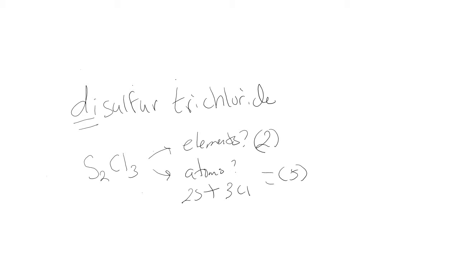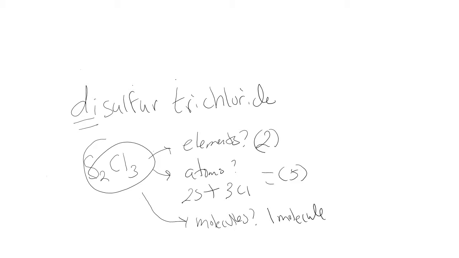And the other question is, how many molecules are there? The number of molecules is just how many of these substances we have. So this is all one large substance, and we have 1 molecule. And of course, because it's made up of sulfur and chlorine, they're different atoms of different elements. Because of that, they are more specifically called compounds.